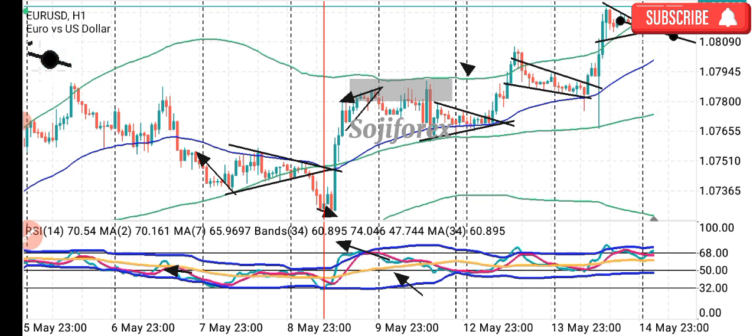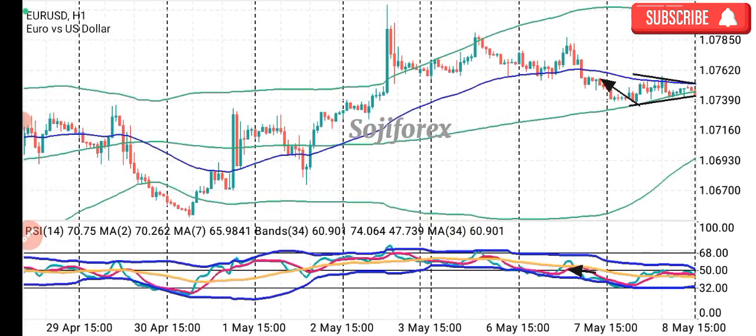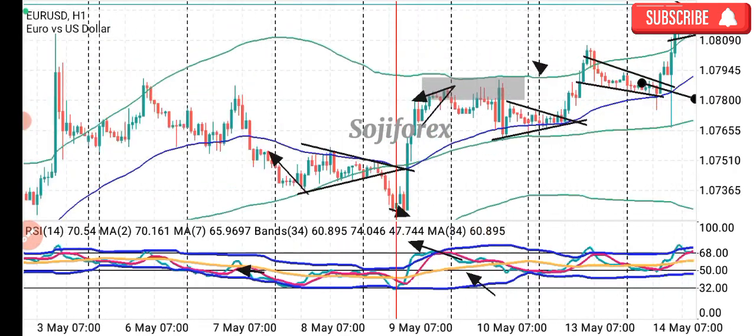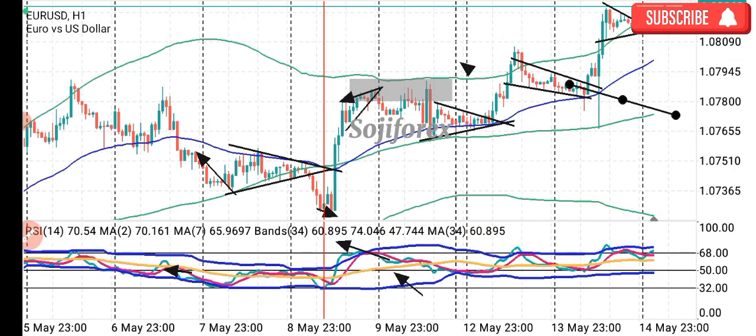Wedge pattern, symmetrical triangle, and then you see these things playing out all the way. So just keeping things simple. Go to this video again and go to every other video.